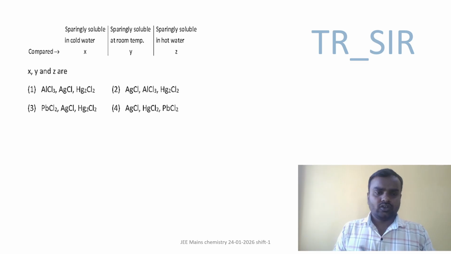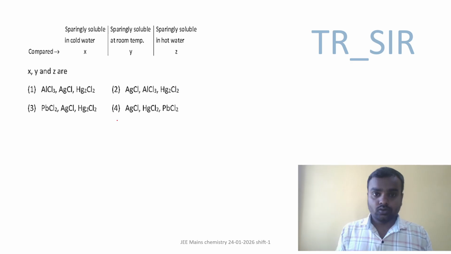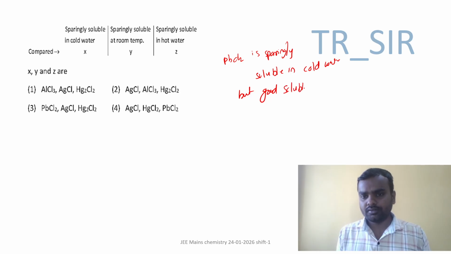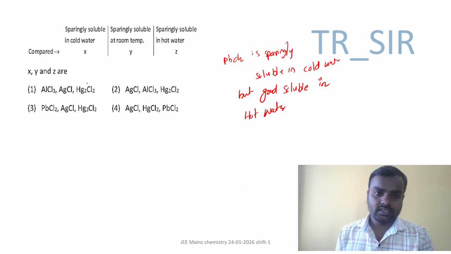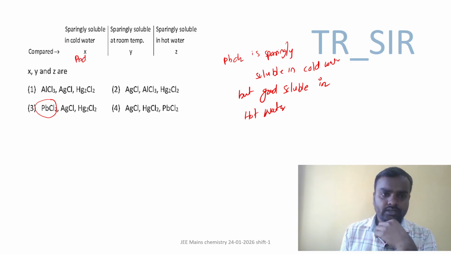Now here you have sparingly soluble in cold water, sparingly soluble at room temperature, sparingly soluble in hot water. So if you take one compound, PbCl2, it is sparingly soluble in cold water, but good soluble in hot water. So that means for cold water sparingly soluble, you will be having the PbCl2 here.